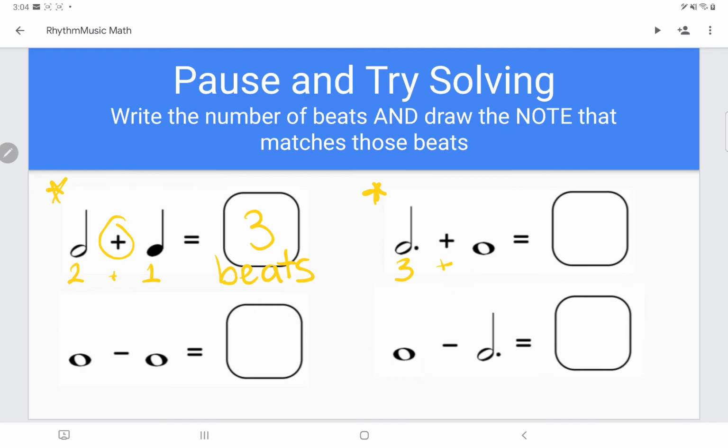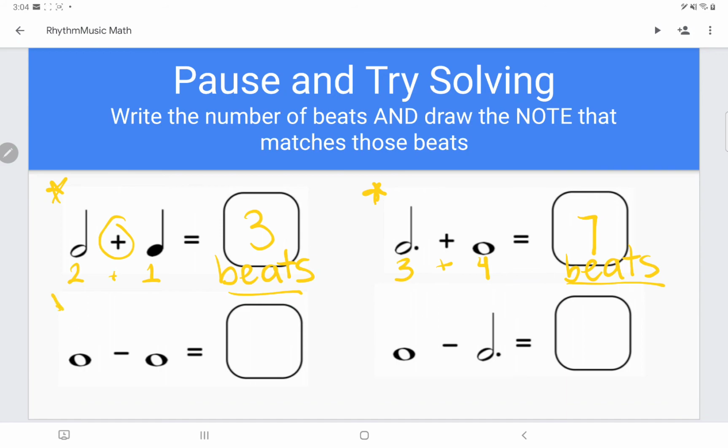Then when I add my next note, first I have to check what type of note it is. This note is a whole note. That makes it worth 4 beats. Altogether, I've got 7 beats. Make sure that you write the word beats in, scholars. If you didn't, just go back and go ahead and add them to your equations.